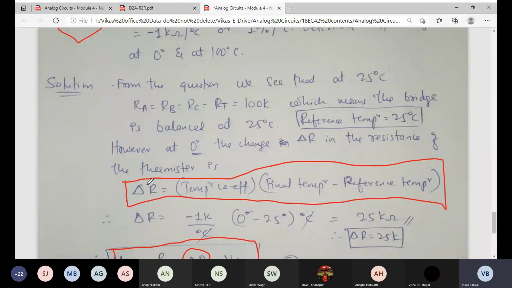And how do I identify the delta R value for a given thermistor? Look here: temperature coefficient multiplied by final temperature minus reference temperature. When I solve this, the result I get is the amount of change in the resistance if I use the thermistor as a transducer. So here is the equation that I have mentioned.